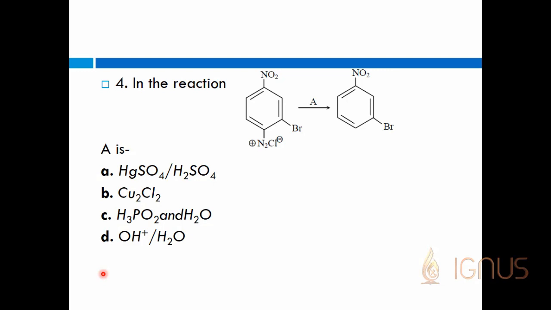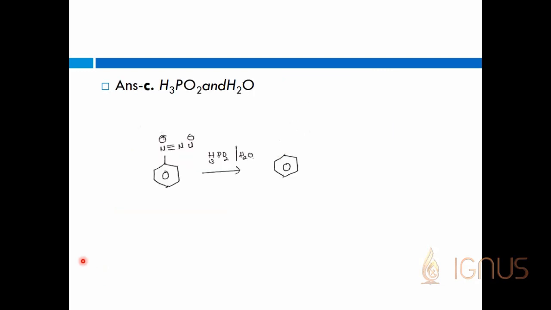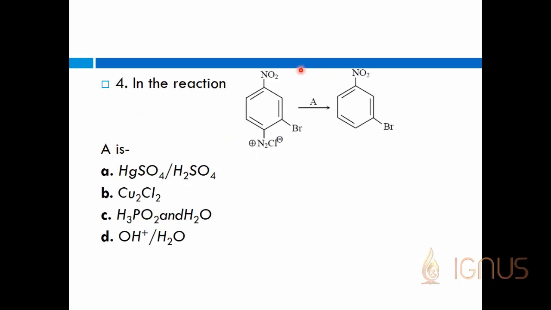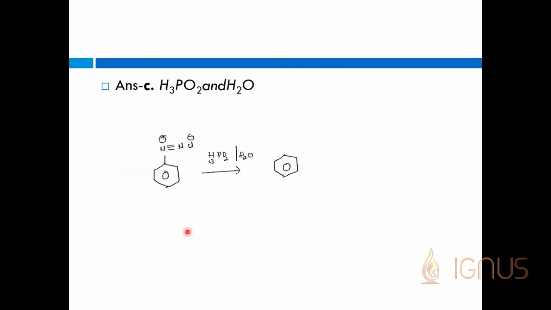Let us discuss the solution for this question. Answer is option C. For the conversion of diazonium chloride to benzene, you will be using H3PO2 in water. Hence, in the present condition also, we can use the same. You can see here diazonium chloride is converted to benzene. There is no change of nitro or bromo. Only diazonium chloride is converted to benzene. Hence, we can use the reagent H3PO2 in water.